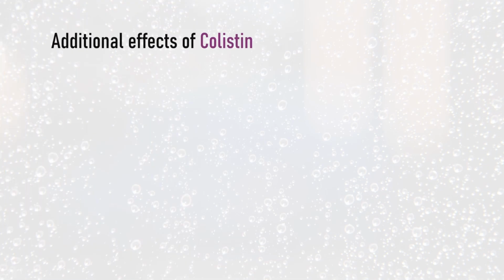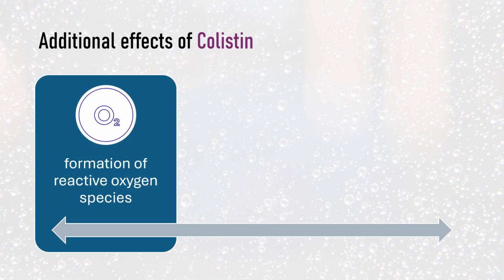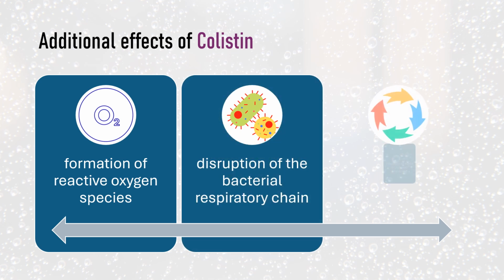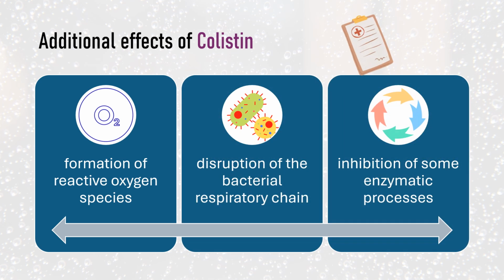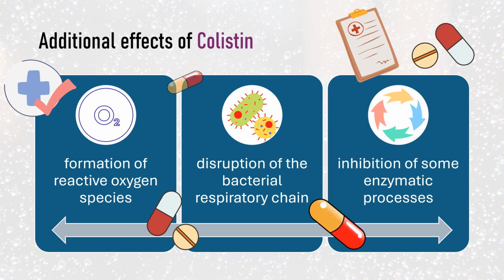Additional effects of colistin. Modern research has shown that colistin can also cause other effects: the formation of reactive oxygen species, disruption of the bacterial respiratory chain, inhibition of certain enzymatic processes. These processes further enhance the bactericidal effect of the drug.